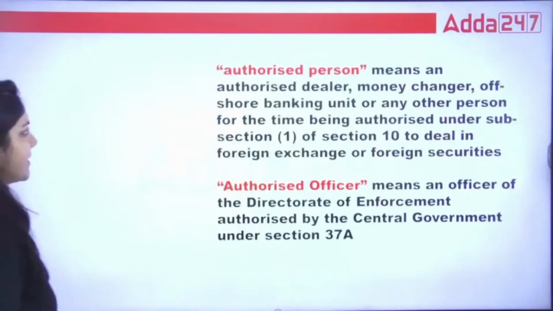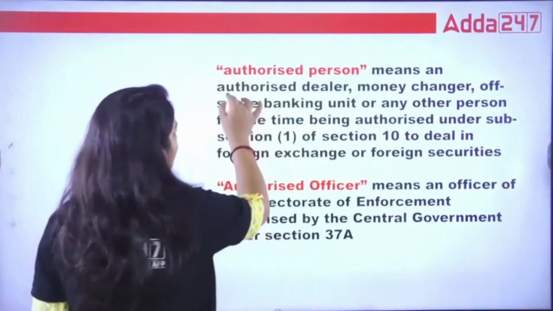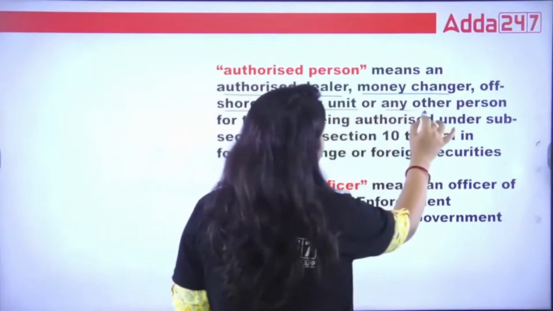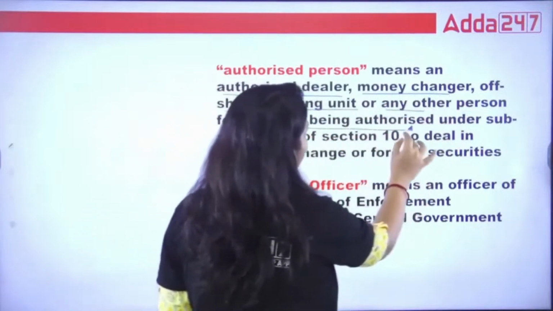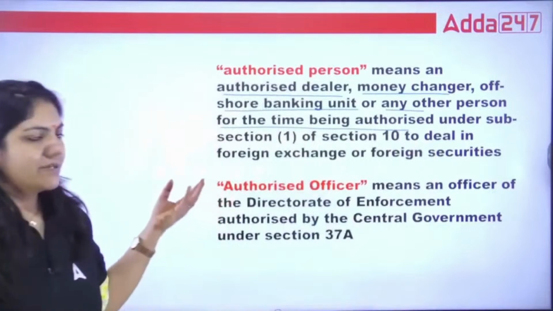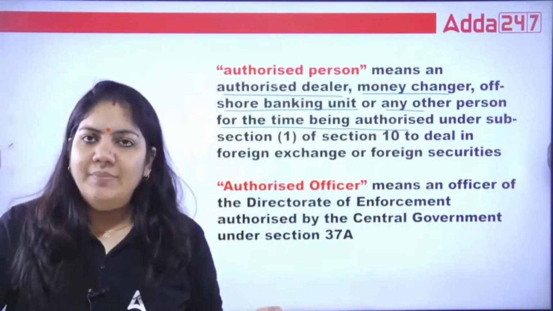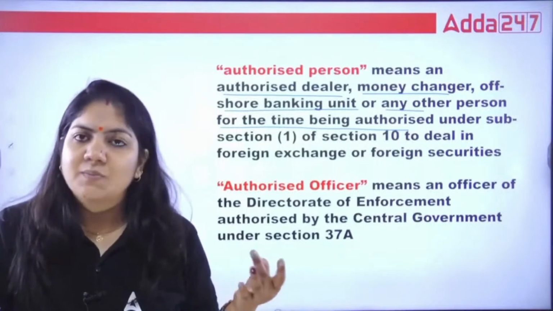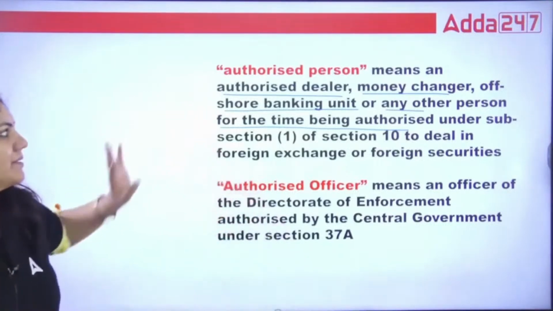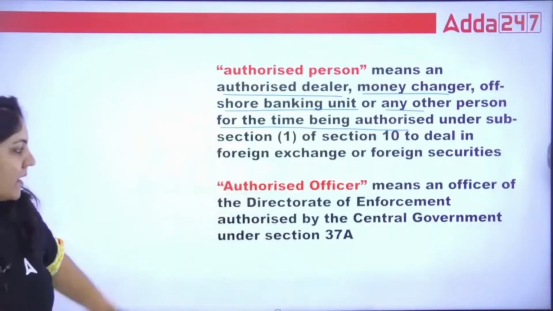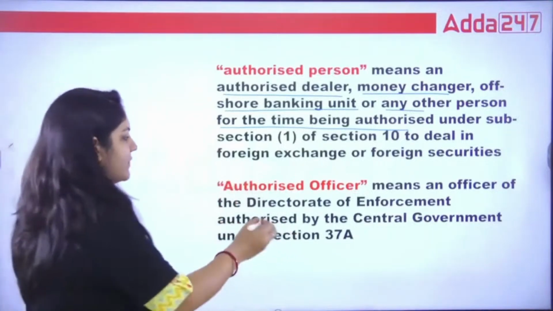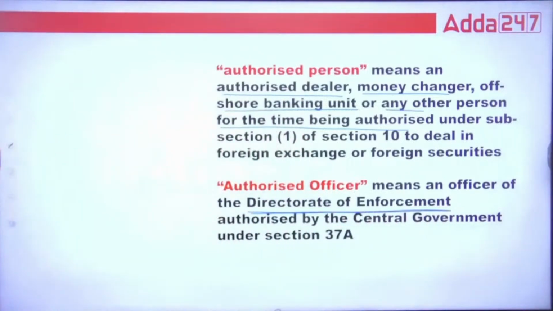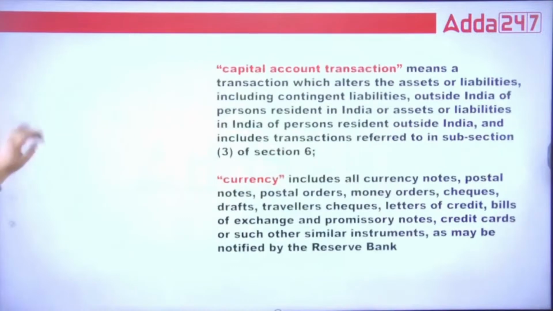Okay, so what is FEMA? Authorized person means authorized dealer, money changer, offshore banking unit, or any other person for the time being authorized. Authorized person includes the company, money changer company, or any bank or any sponsor bank that comes under authorized person. What is authorized officer? Officer of Enforcement Directorate.